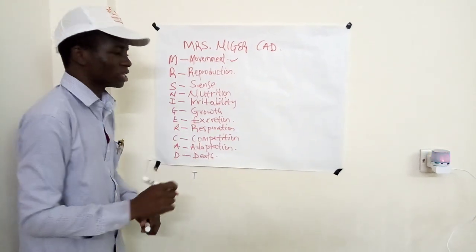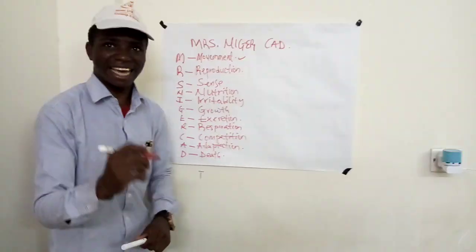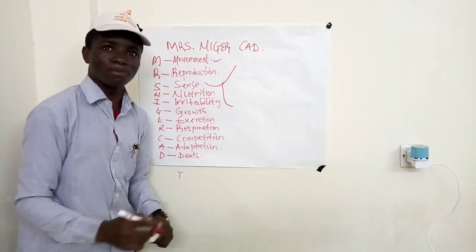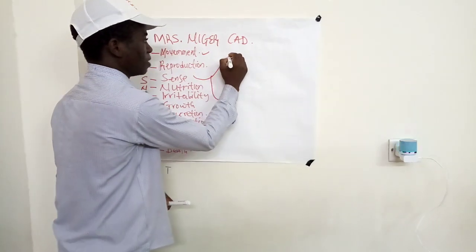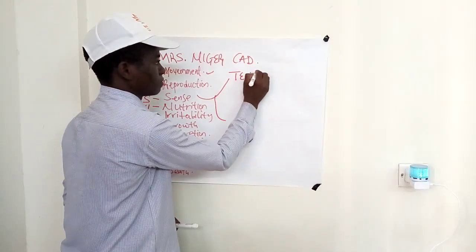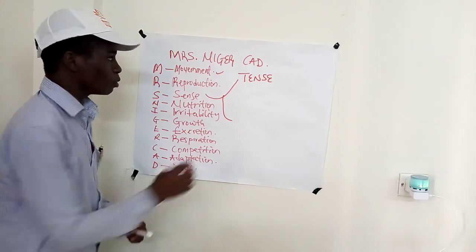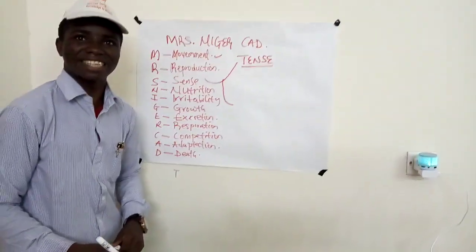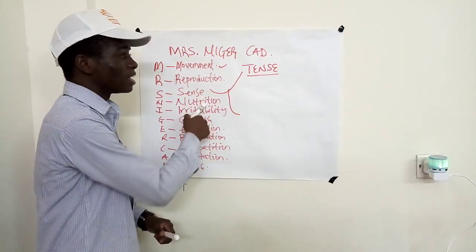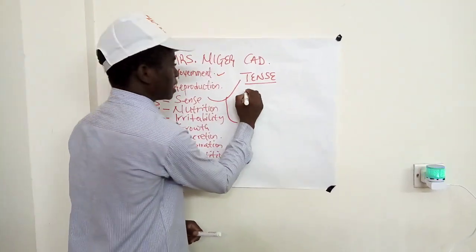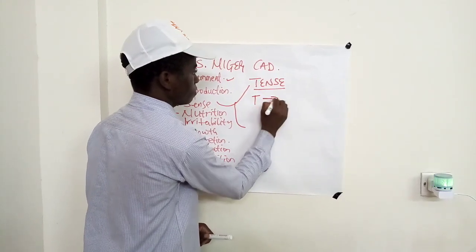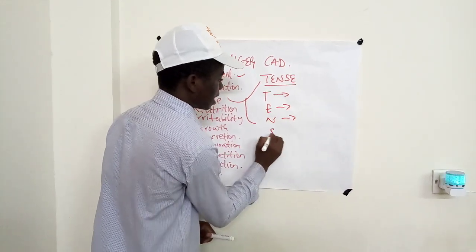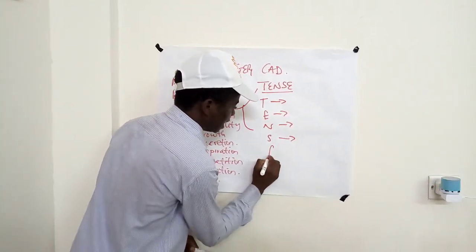We have the third one, which is sense. In sense, you can easily memorize this method, which is called TENSE. If you memorize the word TENSE, you can give all the sense organs in the human body. The plant undergoes the same method. In this, we have T, we have E, we have N, we have S, and we have E.